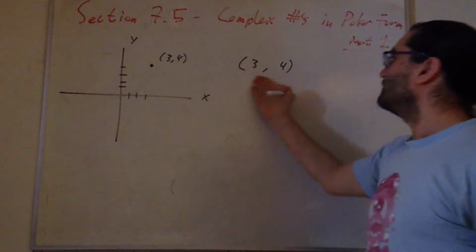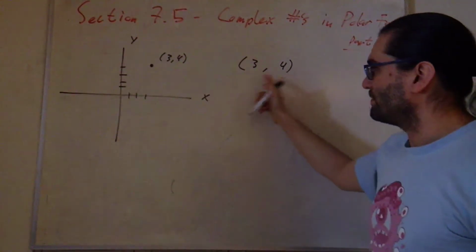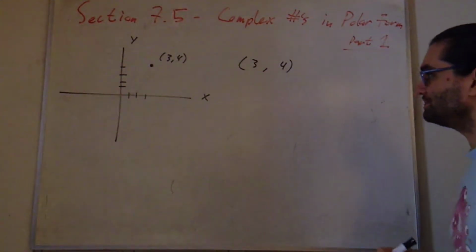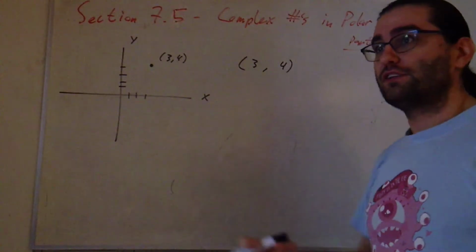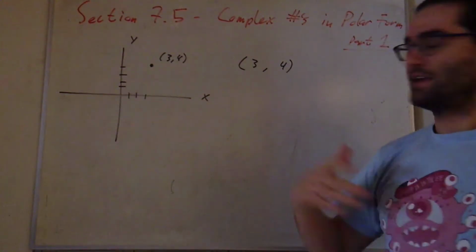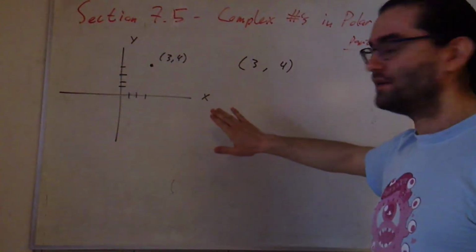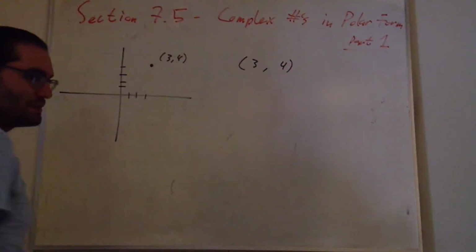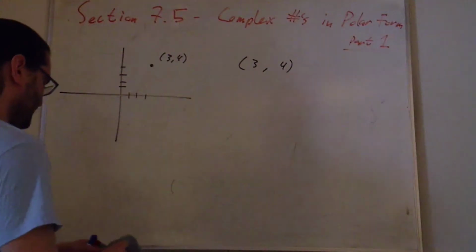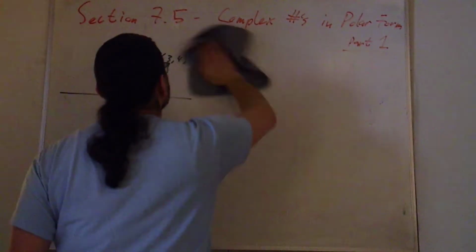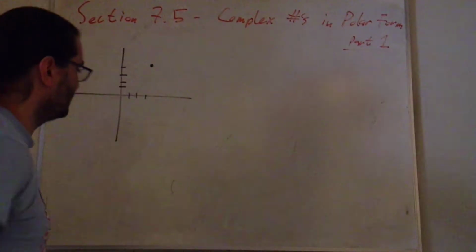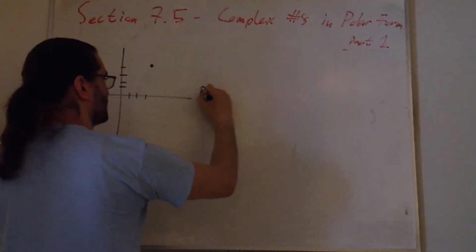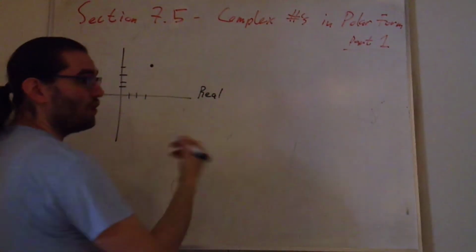So, typically we have a point 3, 4. This is an x value, this is a y value. We put 3 on the x-axis, 4 on the y-axis, we get our point 3, 4. And that's pretty typical. What I would like to change about this is, in practice, very little, but in terms of paradigm, maybe a big change. Instead of calling this the x-axis, I'm going to call this the real axis, also known as the real number line.